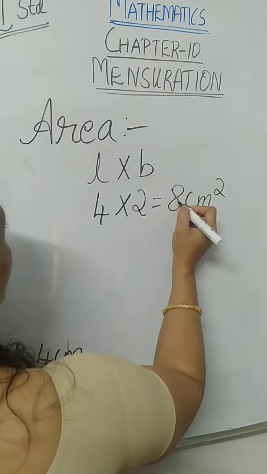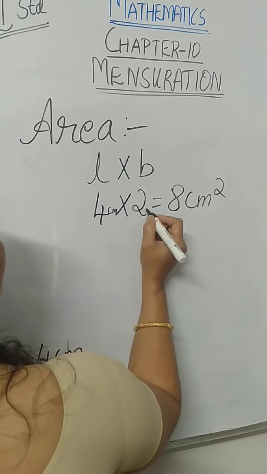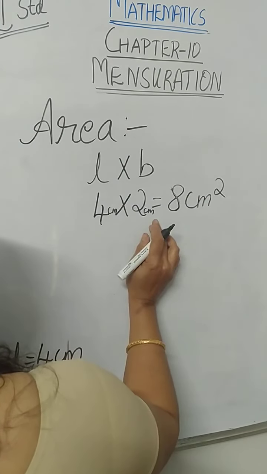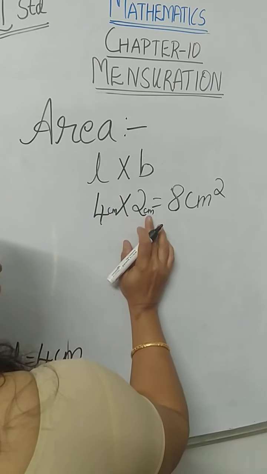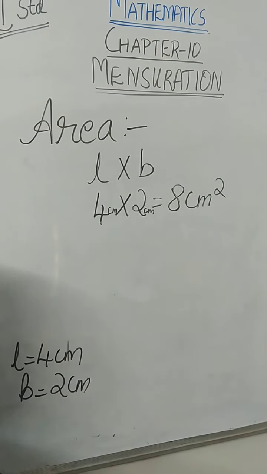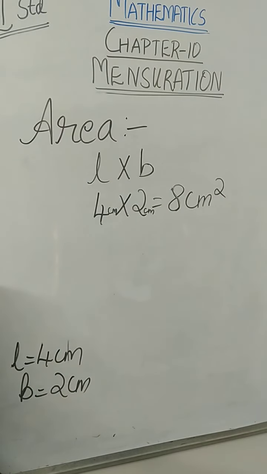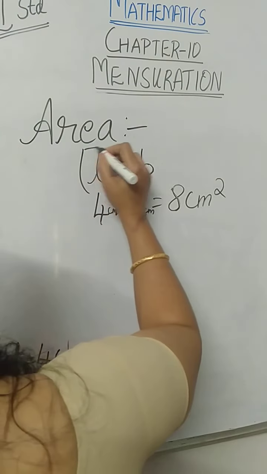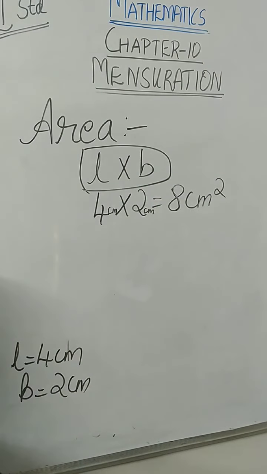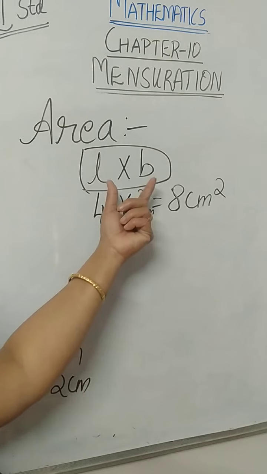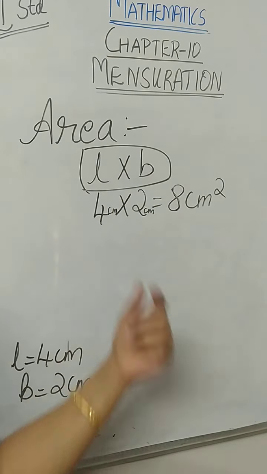Why centimeter square has come, you know? Here it is centimeter, here it is centimeter. When it is multiplied, centimeter into centimeter, it is centimeter square. So what is the formula to calculate the area of the rectangle? Area of the rectangle is calculated using the formula length into breadth.